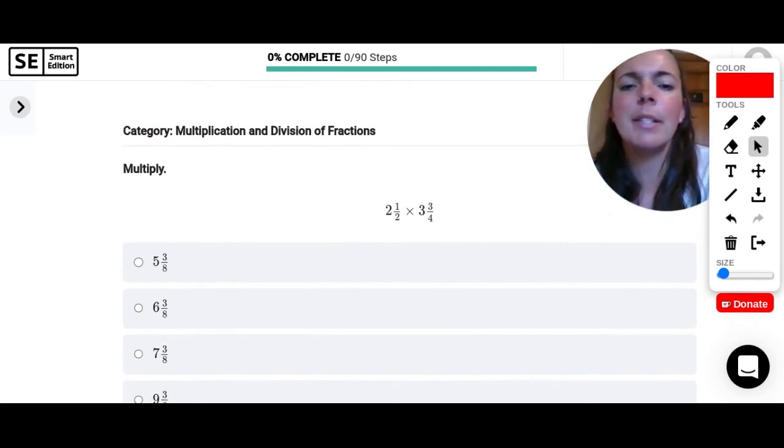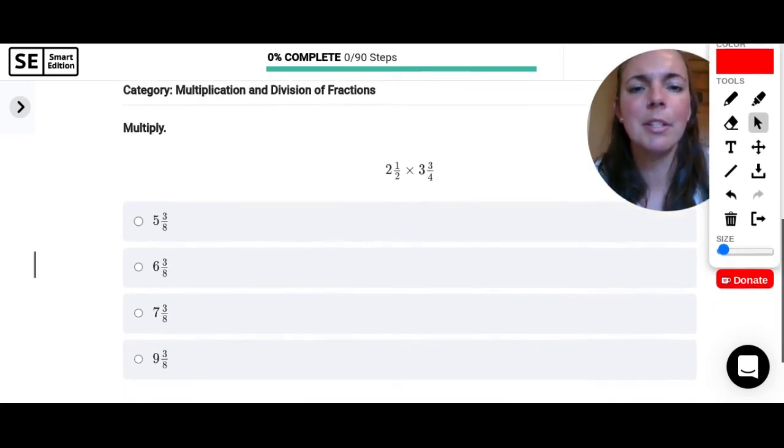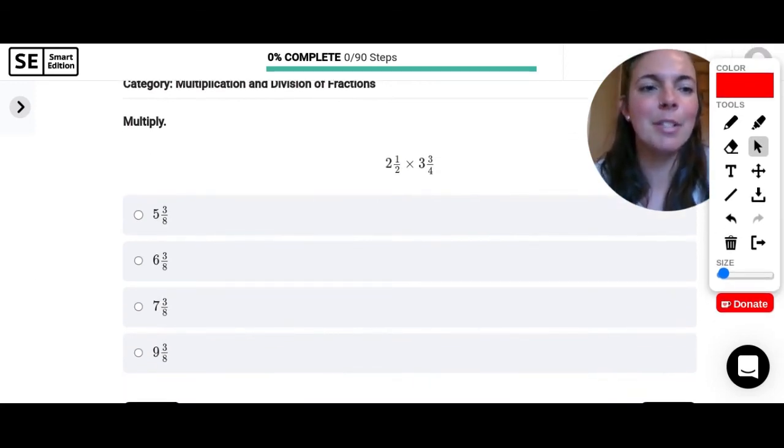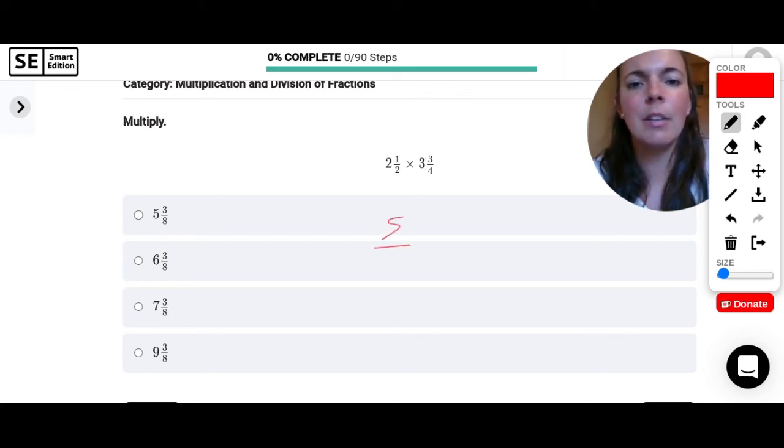Okay, let's multiply some mixed numbers. We've done a little bit of this already. Feel free to go ahead and pause the video and try this on your own. I'm going to quickly turn these into improper fractions and then multiply. So 2 times 2 is 4 plus 1 is 5. So this is the same thing as 5 over 2. And then 4 times 3 is 12 plus 3 more is 15. So we're going to multiply this by 15 over 4.